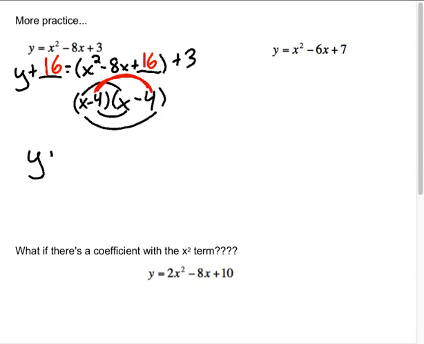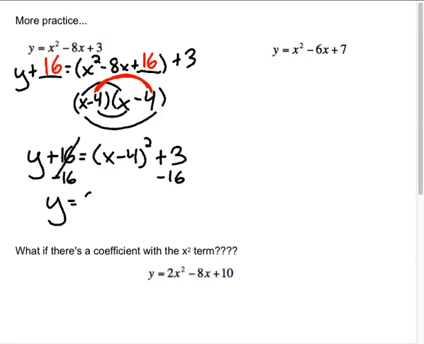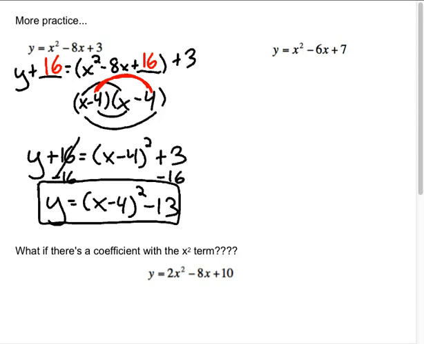So now I'm right here in my process. I have the x minus 4 quantity squared. This is where finally that 3 is going to do something. Because now to get the y by itself, I'm going to subtract that off, and get this as my solution.